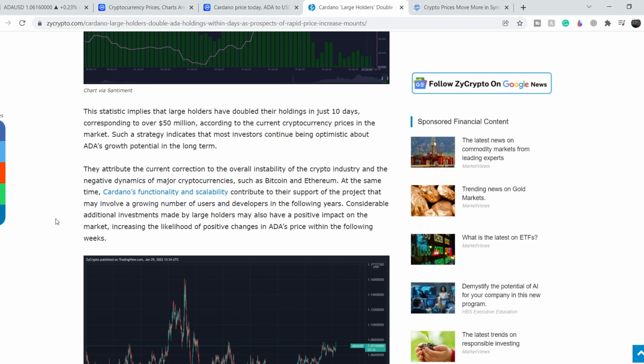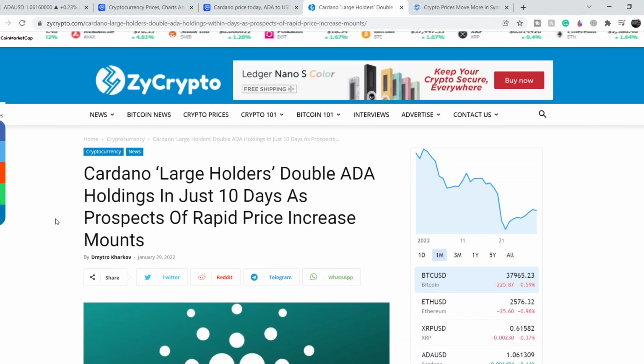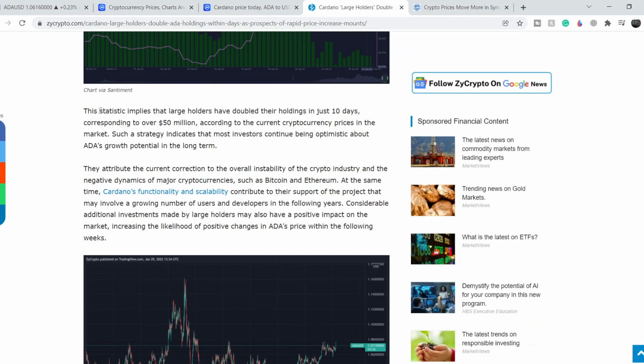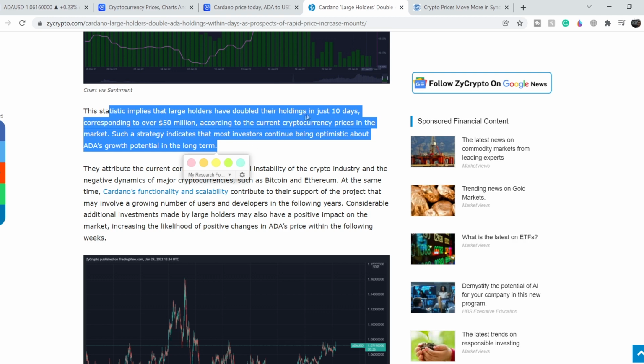So right here on zcrypto.com we have this article titled "Cardano large holders double ADA holdings in just 10 days as prospects of rapid price increase mount." And let me show you this. The statistic implies that large holders have doubled their holdings in just 10 days, corresponding to over $50 million, according to the current cryptocurrency prices in the market. Such a strategy indicates that most investors continue being optimistic about ADA's growth potential in the long term. And I have to say that in the long term, my position is also very bullish on Cardano, but the short-term perspective is not so clear for me.